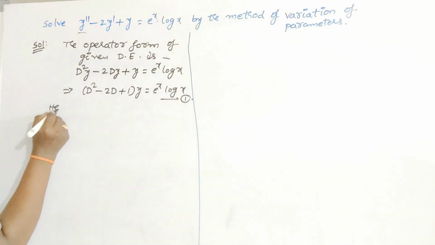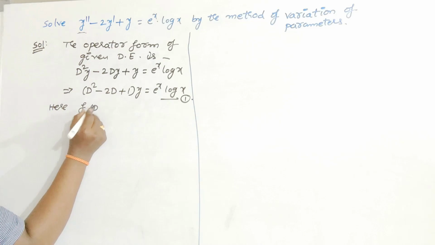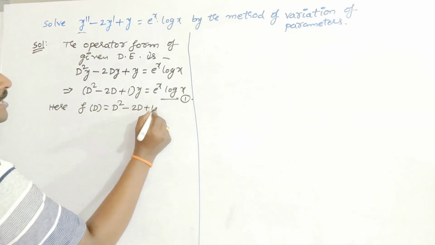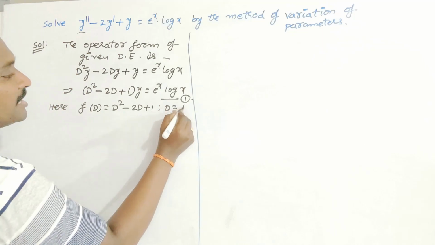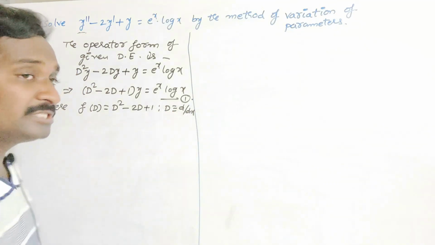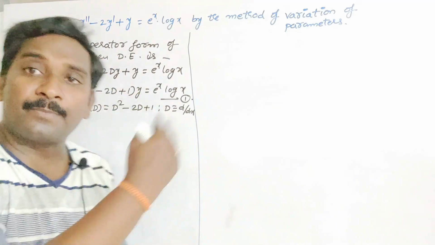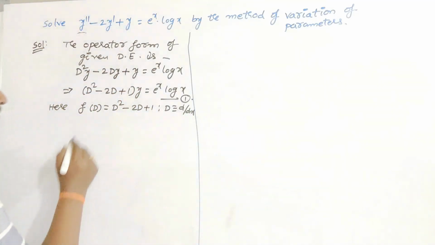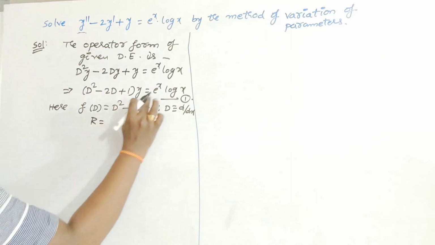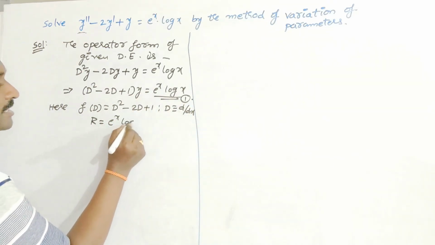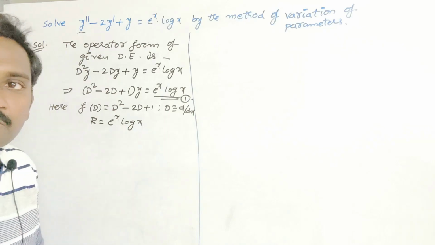So here, what is the function of D? D square minus 2D plus 1, and D is nothing but the derivative with respect to x, which is known as the differential operator. That's why this is called operator form. And the right hand side function is represented by capital R, which is nothing but e power x into log x.